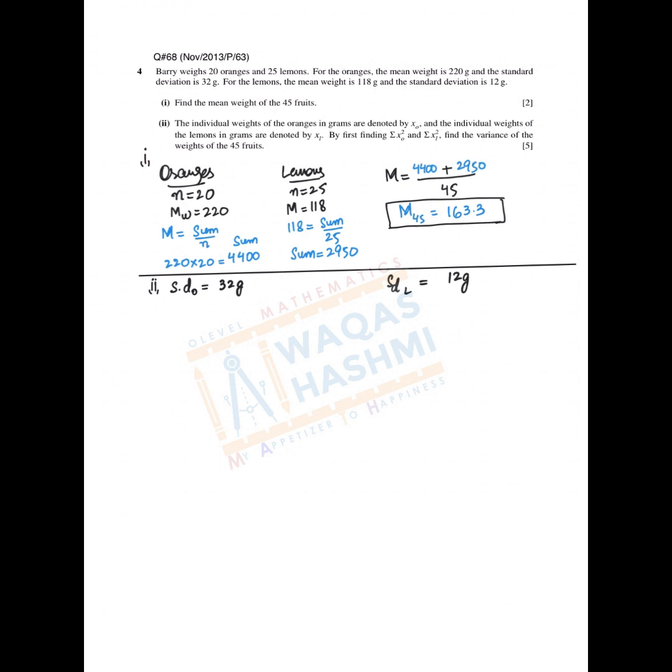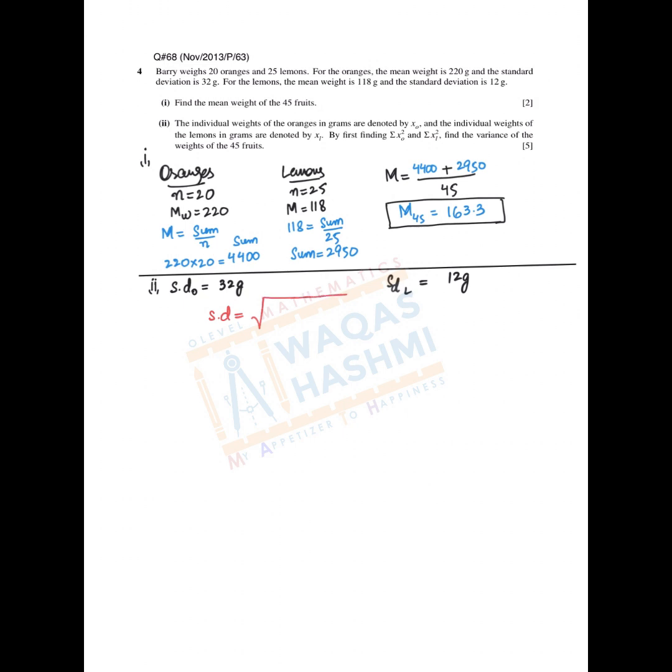It says the individual weights of the oranges in grams are denoted by XO, and the individual weights of the lemons in grams are denoted by XL. By first finding summation of XO square and summation of XL square, find the variance of weight of the 45 fruits. Alright.